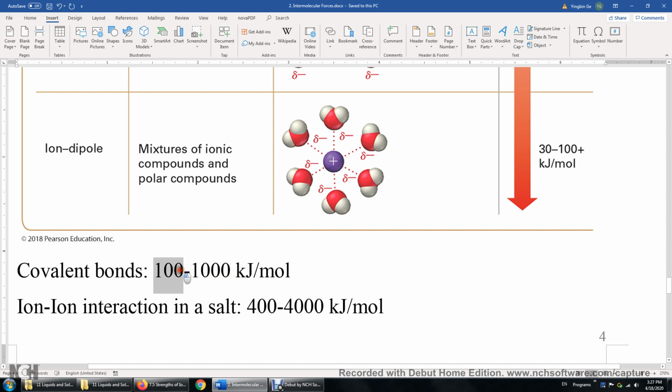What about this end, the lower end, 100 kilojoules per mole? When two really large atoms form a covalent bond, because the distance between the two nuclei is very large, the interaction is smaller, therefore we have a smaller bond strength. Finally, ion-ion interaction is salt. It's the largest, typically between 400 to 4000 kilojoules per mole.